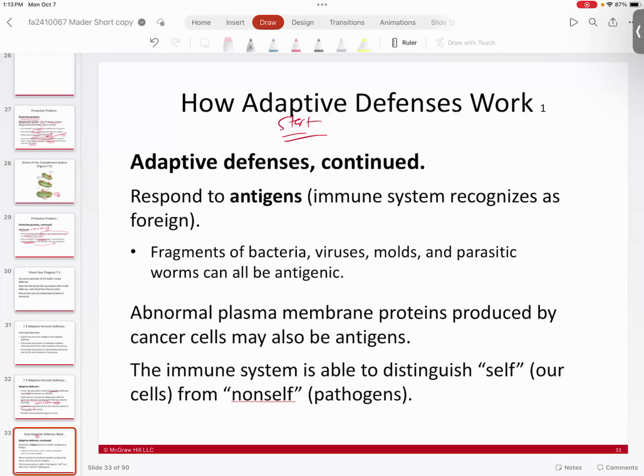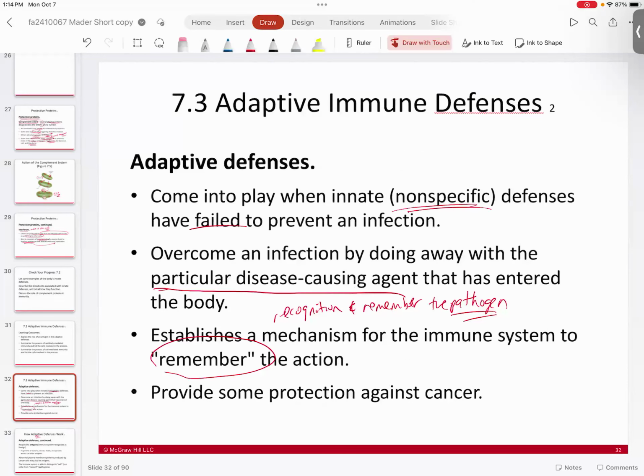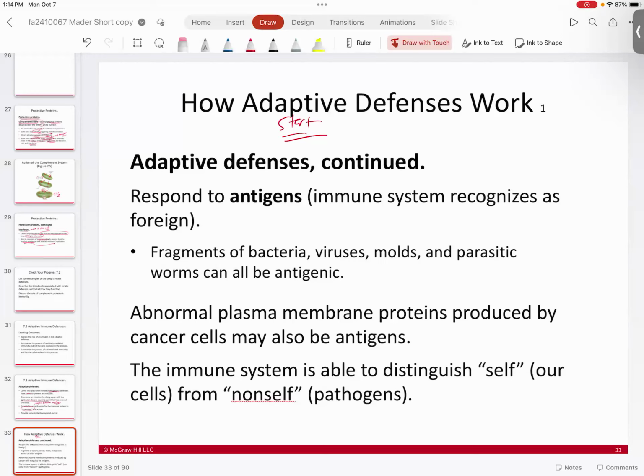Okay, so we're looking at the adaptive defenses. We've been talking a little bit about the non-specific defenses, and now we're talking about the more adaptive, more specific types of defenses. So when you take a look at your adaptive defenses, what you're looking at is essentially a system that's designed to do recognition of whatever the foreign thing is that you are attacking, right? The bacteria or the virus or the molds or whatever happens to be on the agenda for your immune system to attack.